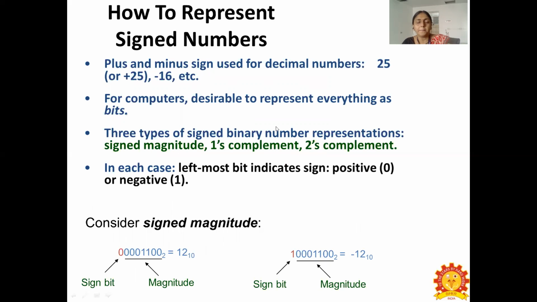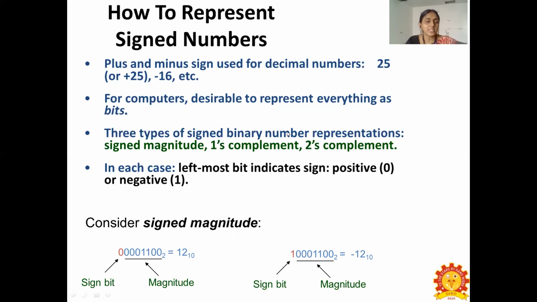So now we will see how to represent signed numbers. So plus and minus sign can be used for representing the numbers. So for computers, it is desirable to represent everything in the form of bits. So we have 3 types of signed binary number representation, namely signed magnitude, 1's complement and 2's complement. So in each case, leftmost bit indicates sign, that is positive or negative. So positive is represented as bit 0 and negative is represented as bit 1.